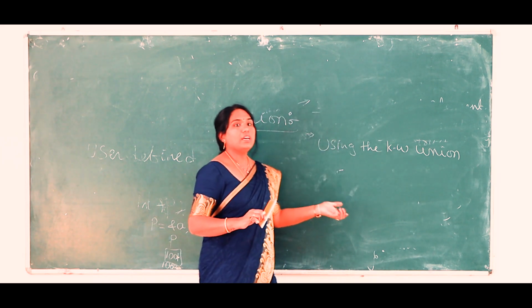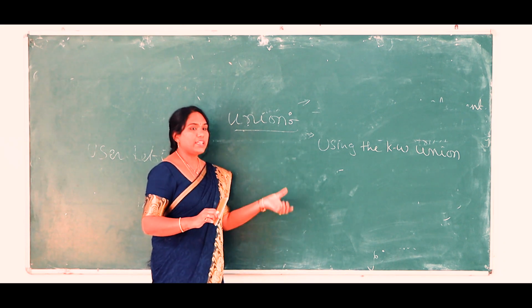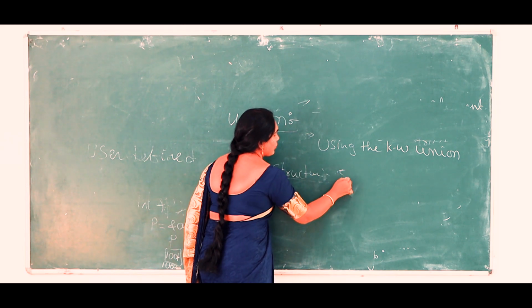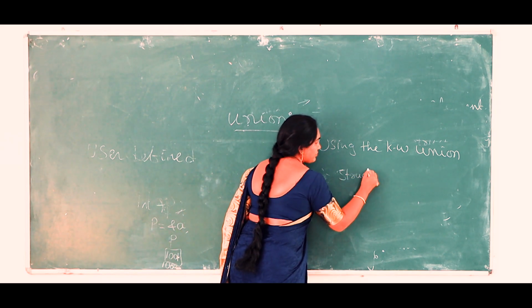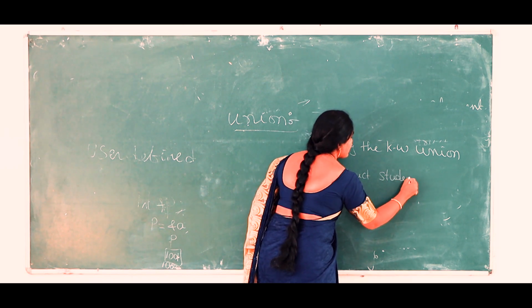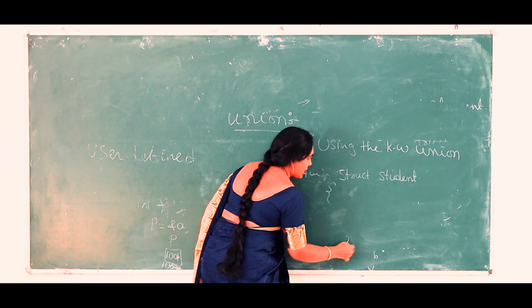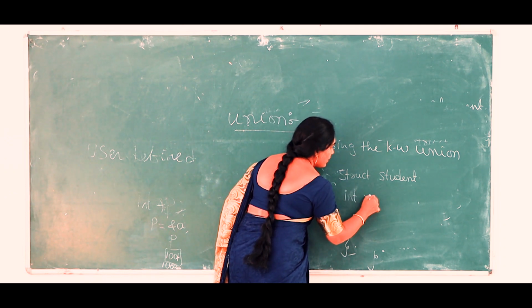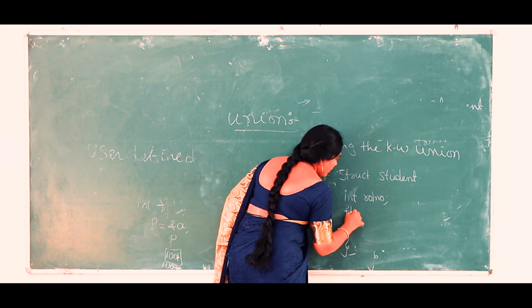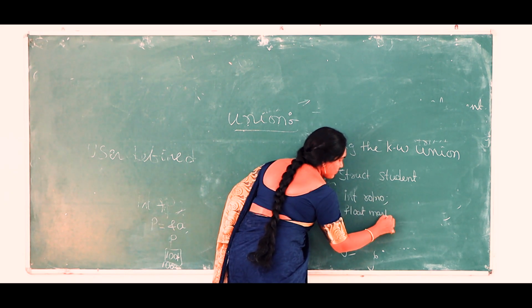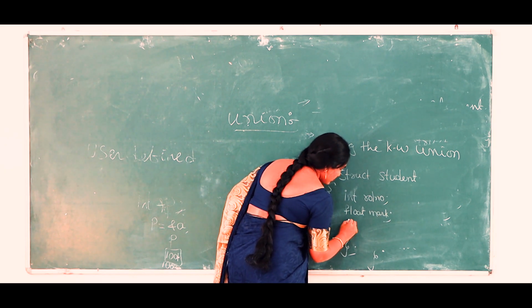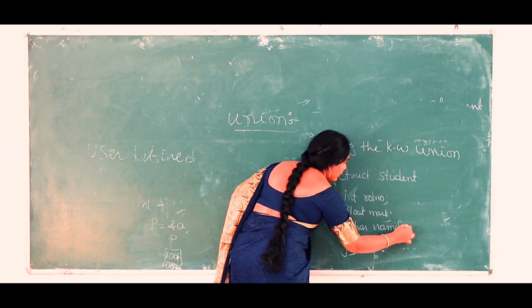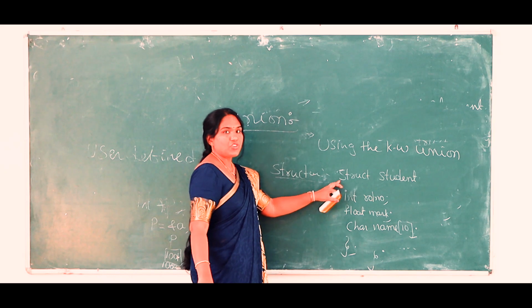And one more difference between the structure and union is, here in the structure, I give the example: struct student, open the braces, close the braces, and then give the semicolon. What are the members I took previously? int roll number, float marks, and then char name of 10. It is the example for the structure, right?